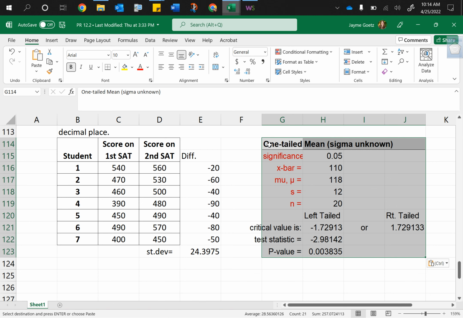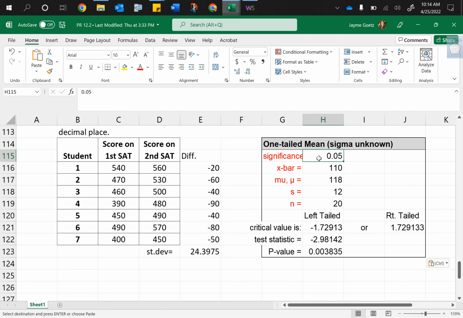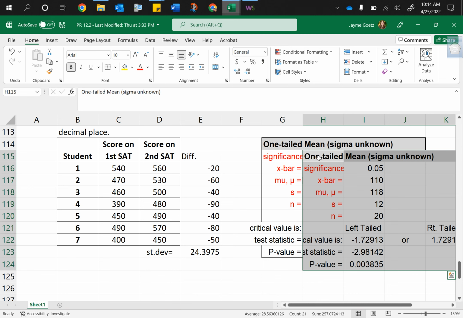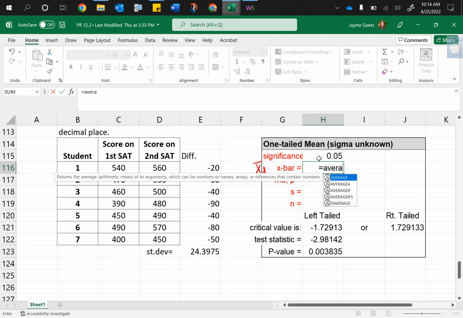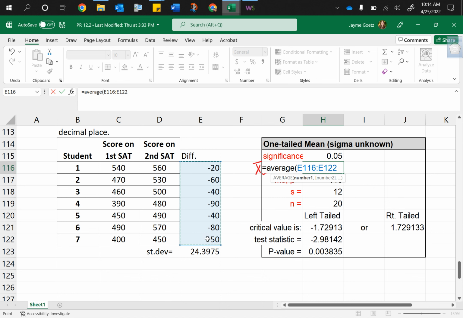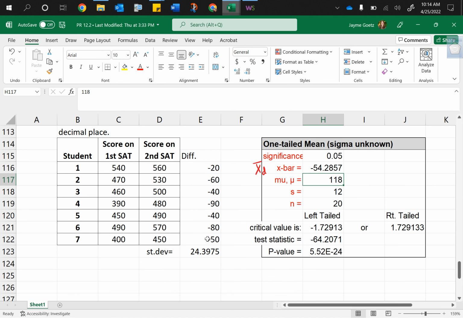Now, all of the information that I need for this is already given to me. What did they say the significance level was, the alpha? Yeah, up above they said it was 0.05. Now my x bar, have I found that yet? No, because remember, x bar in this problem is x bar sub d, right? But watch this. I can find that right there in that box. I can go in and type in equals average, and I can highlight those differences, and it's going to find me the x bar. And I don't have to round.